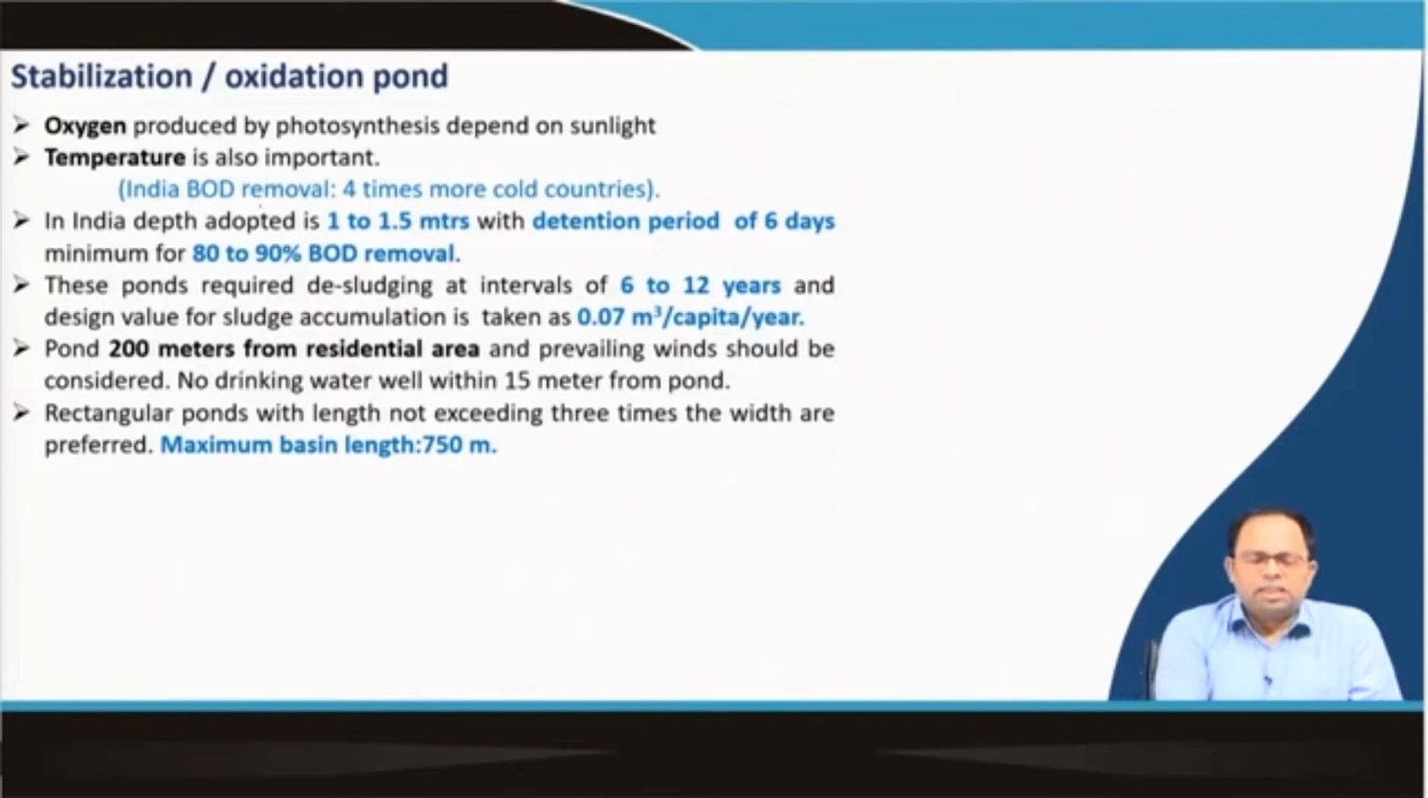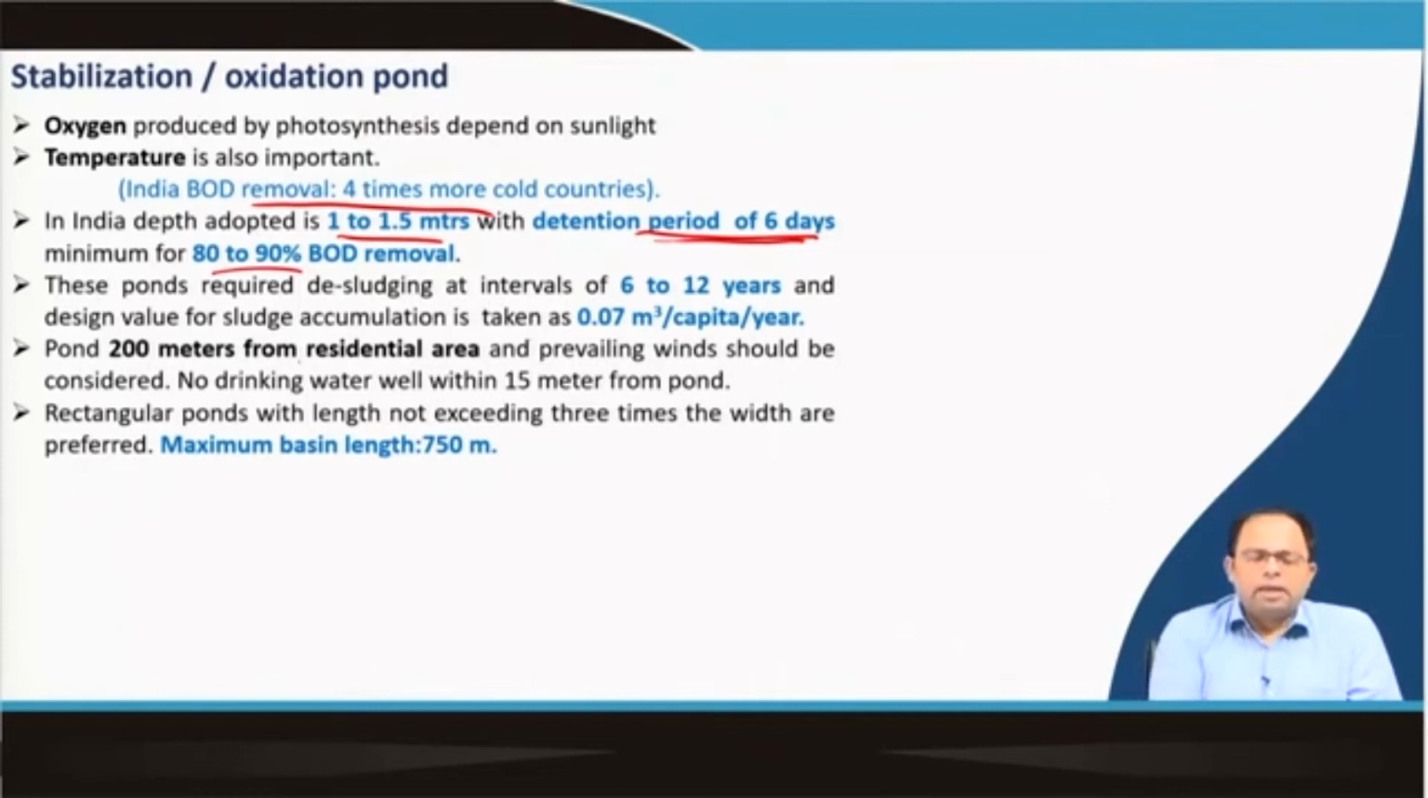As I was discussing, in India the BOD loading is almost 4 times that in colder countries, and the depth of these facultative ponds is around 1 to 1.5 meters, which is in between aerobic and anaerobic ponds, and the detention period is about 6 days, and around 80 to 90% of BOD is removed by treatment via this kind of pond. So, as you understand, a detention period of 6 days means we have to design this pond so that it is able to take the incoming sewage for 6 days.